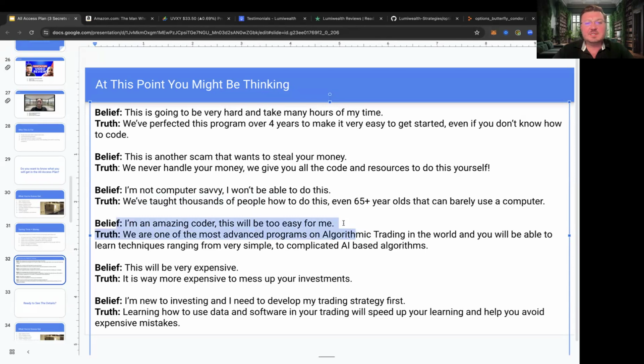Another belief you might have is the opposite. You might say, I'm an amazing coder. What the heck do I need this for? This sounds way too easy for me. The truth is that we are one of the most advanced algo trading programs in the world, right? And we have some incredible techniques that you can learn from what we're doing. We have some really good instructors on this, and we have some algorithms that are absolutely mind-blowing in terms of the results. There's a lot of really great stuff that you can get from us.